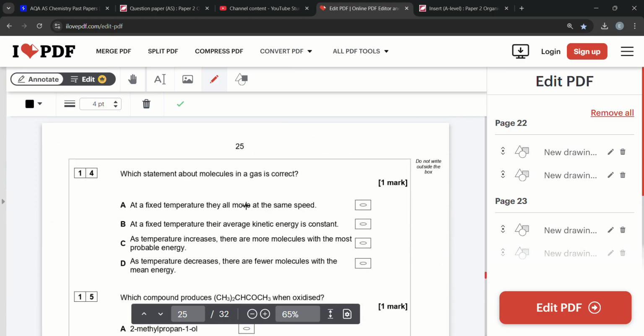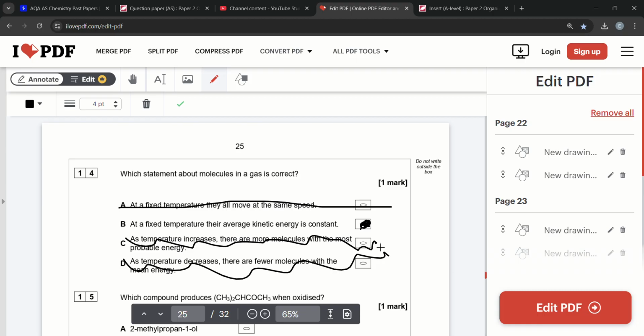Which statement about molecules in a gas is correct? At a fixed temperature, they all move at the same speed. Incorrect. At fixed temperature, the average kinetic energy is constant. That is true, so that is correct. Let's look at the rest of them. As temperature increases, the more molecules with the most probable energy. No. As temperature decreases, fewer molecules with mean energy. No. More molecules with the most probable energy as temperature increases. No, that's not true.